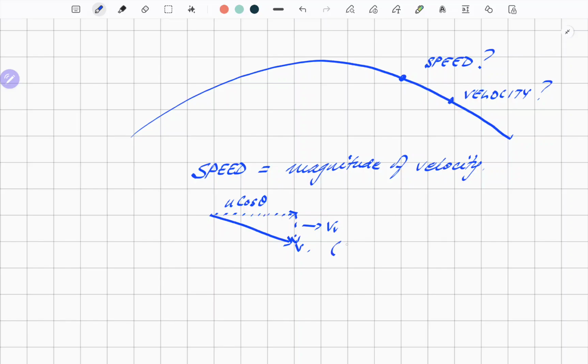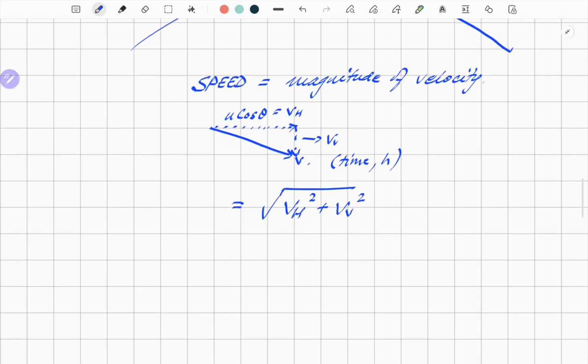using either time or height, whatever the parameters they give you. Once you find that, and remember that's VH, the magnitude of velocity, if they want the speed, is going to be using Pythagoras. It's VH squared plus V vertical squared and then square rooted. Okay? Does that make sense? Yes. All right, I'm not going to labor the point there.